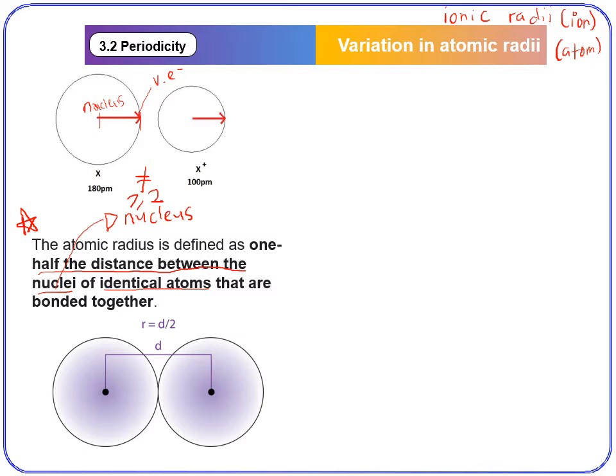Then we are going to measure the distance between one nucleus and another nucleus, but with the condition that these two nuclei must be identical atoms. Then we divide by 2, so it becomes the radius, which is the distance between the nucleus and the valence electron.